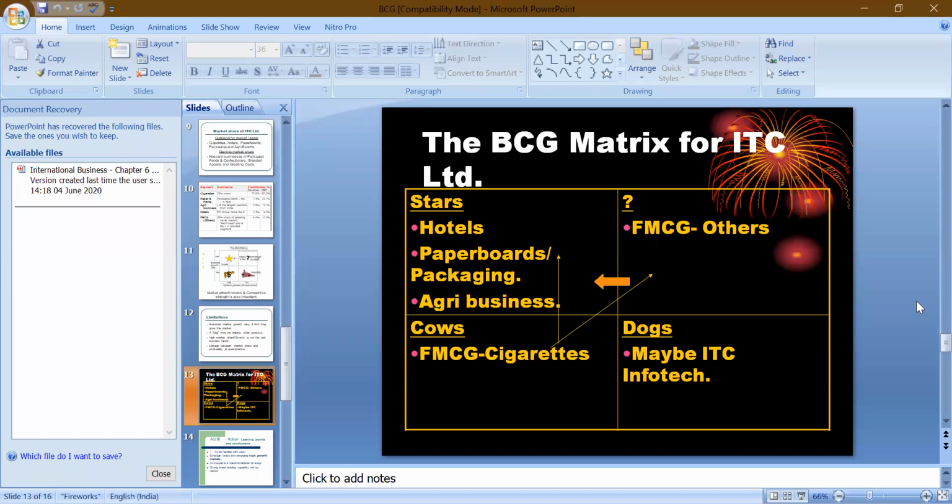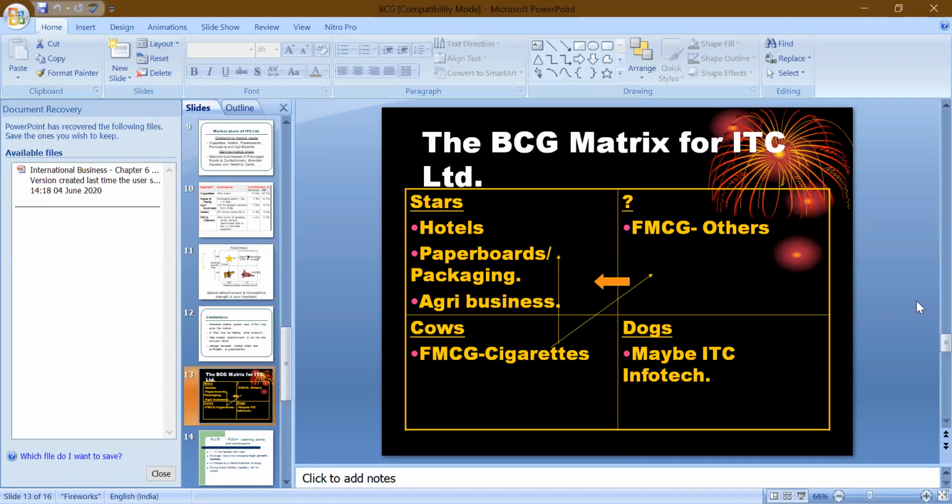Now, should we be looking into the stars, that is, high market growth and high market share? The ITC hotels, their paper boards, packaging companies, and agribusinesses are doing extremely well in the dynamics of the whole industry. Lots of money is required to invest in those businesses. So organizations see to it that they take the best of the revenues from the cash cow to build their stars.